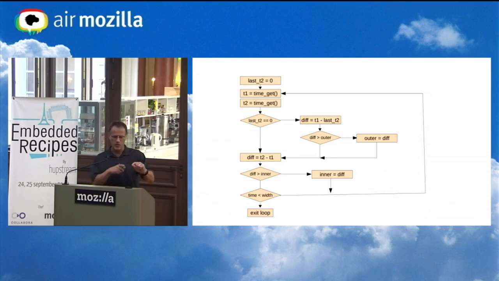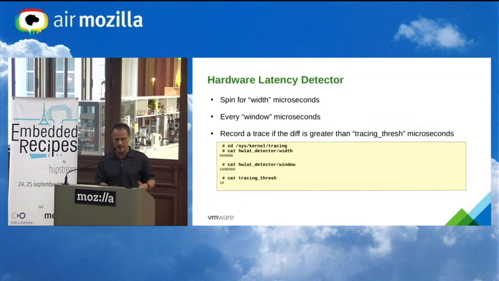The outer loop is where we go down and say, if this isn't the first loop, because there's nothing to test against on the first one, we check whether a last timestamp exists. If so, we check T1 minus the last T2 that we did against the threshold. If that's greater than the outer threshold, we record it. And on the inner loop, we check T2 minus T1, and if that's greater than a threshold, we record it. And then after a while, we exit out with the width.